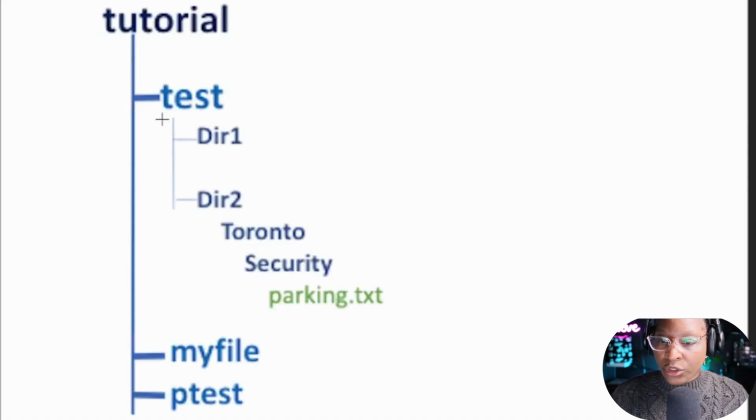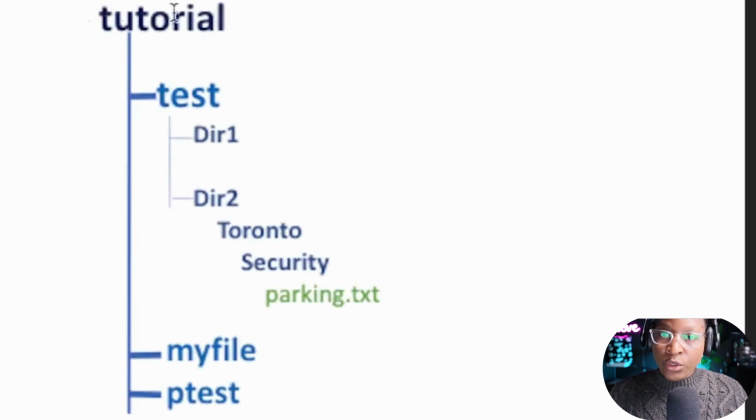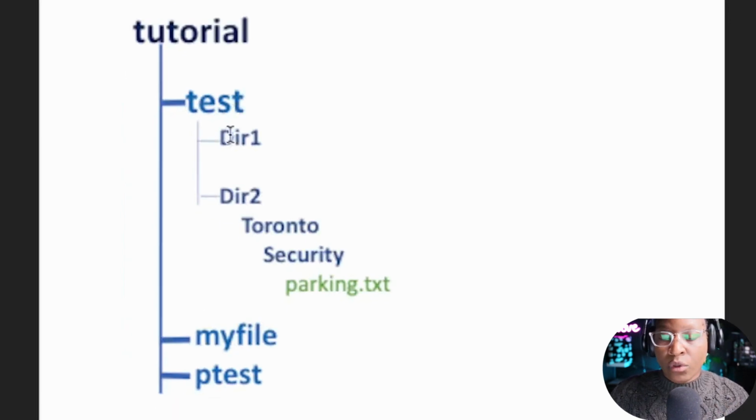I created this little drawing to demonstrate how the file system works. So inside of my tutorial folder, I have a test folder, I have my file folder, and I have a ptest folder, plus a couple other scripts and text files. But I'm working with folders right now, so I'm going to only list folders. So inside of the tutorial folder, I have 3 different folders. Inside of the test folder, I have 2 folders called dir1 and dir2. So inside of dir2, I have a folder called Toronto.